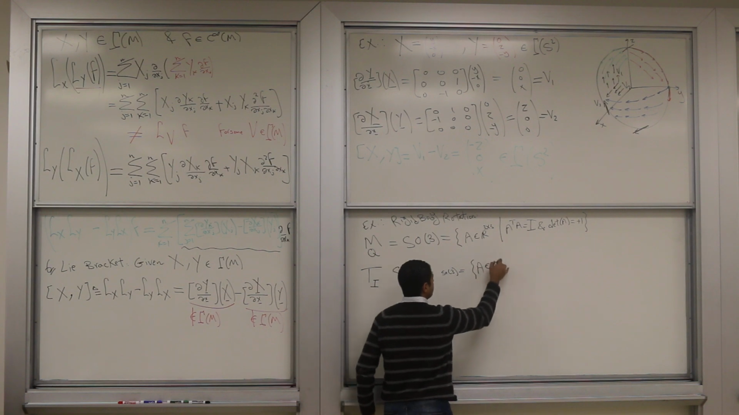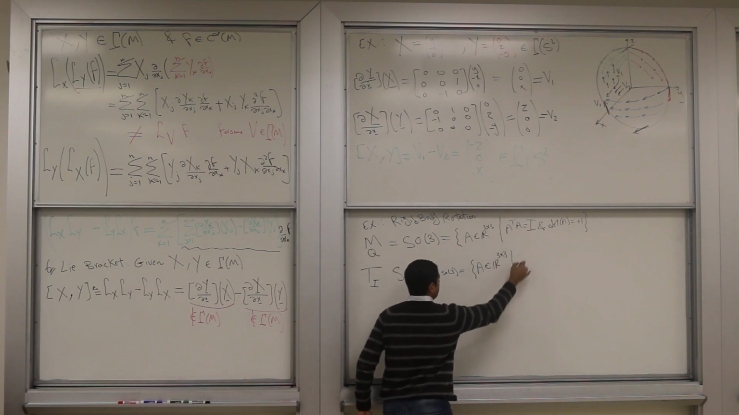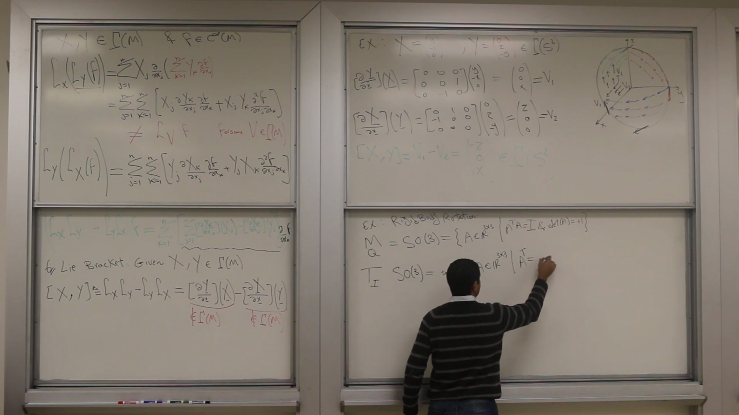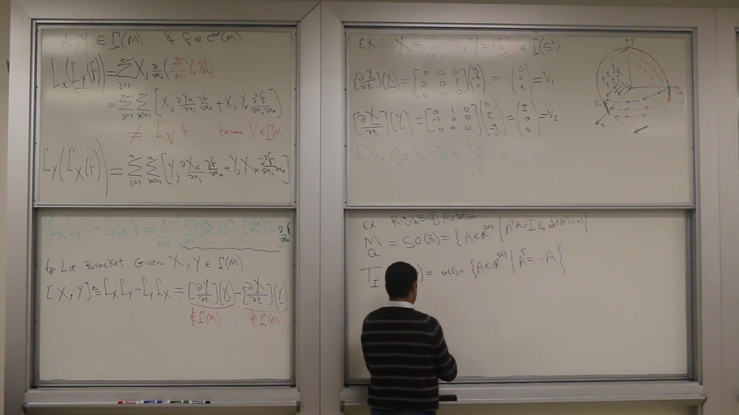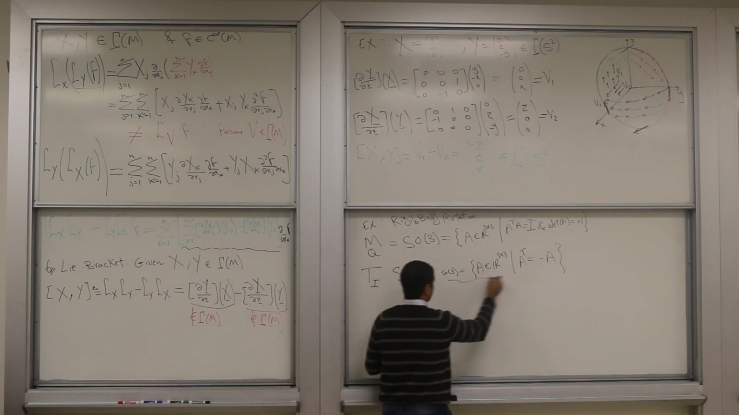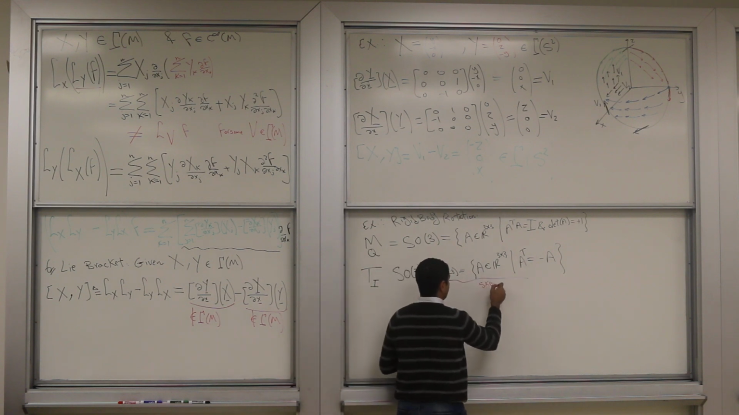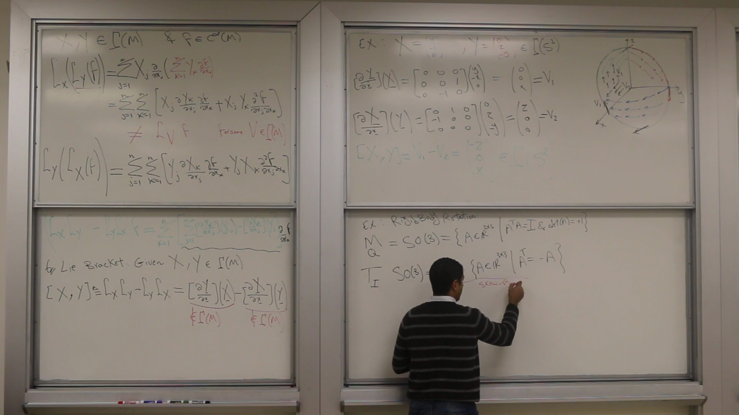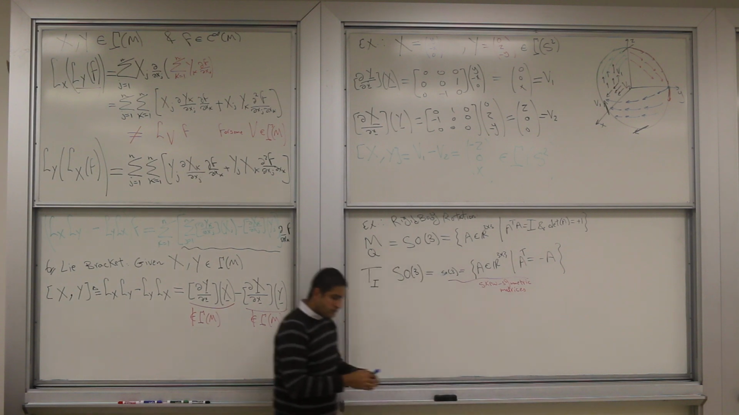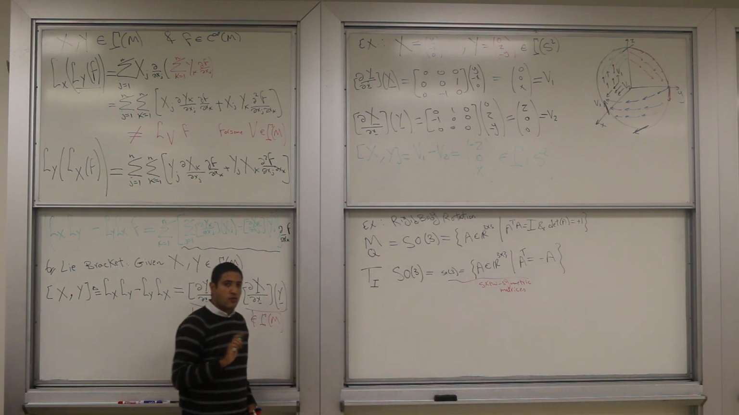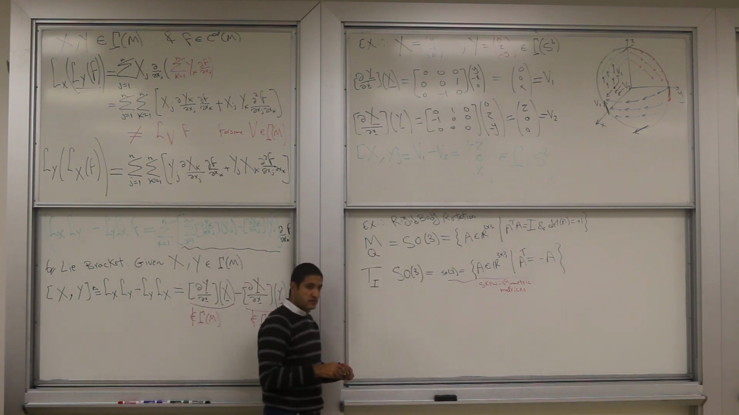Any matrix such that A transpose is negative A, so skew-symmetric matrices. That's fine. What does it imply in our case? Well, it implies the following.